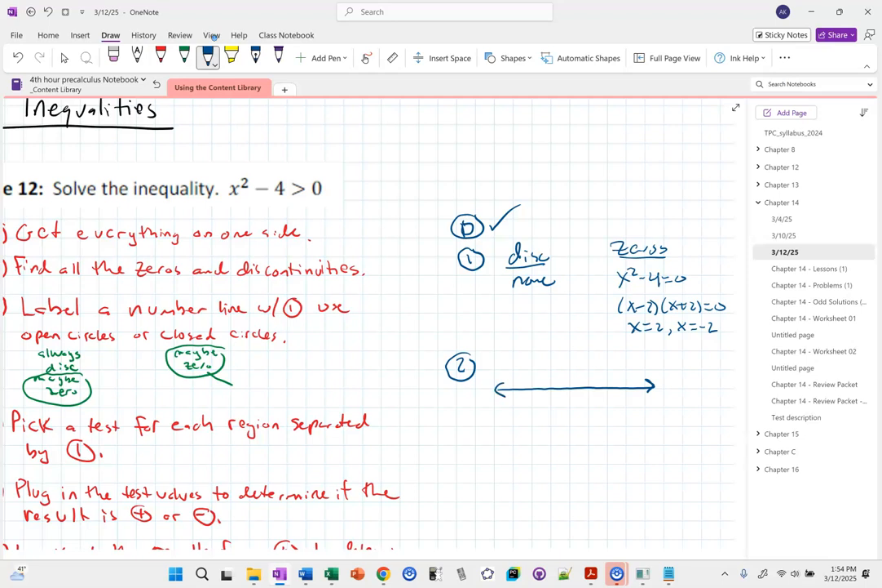So on step 2, I'm going to draw a number line. I'm going to label it with my zeros and discontinuities. Now, because we have a strict greater than, I'm going to be using open circles for my zeros, right? So I'm going to do an open circle and an open circle.